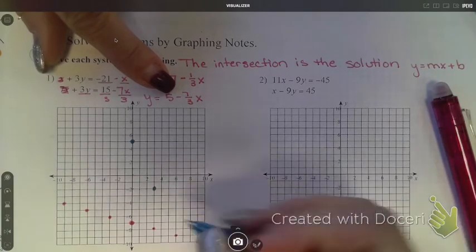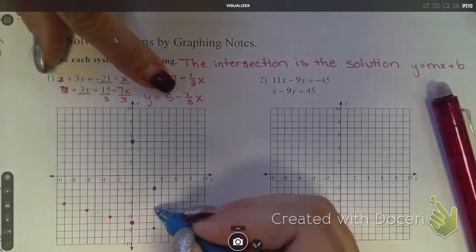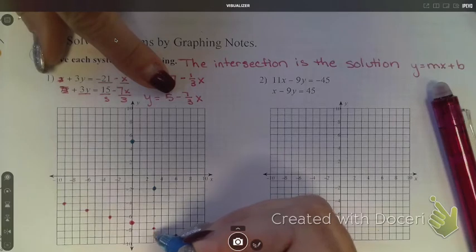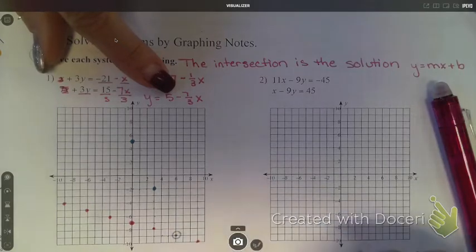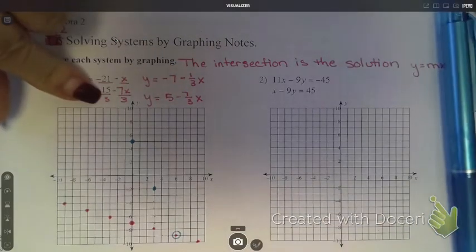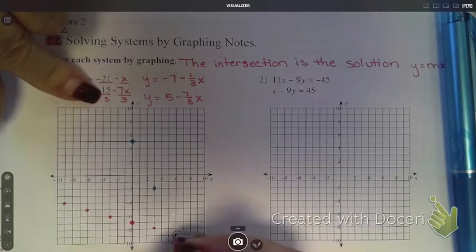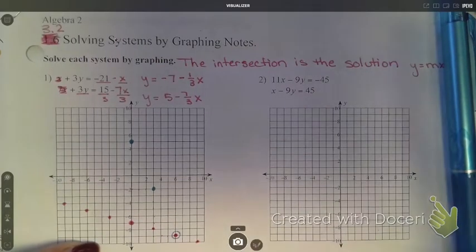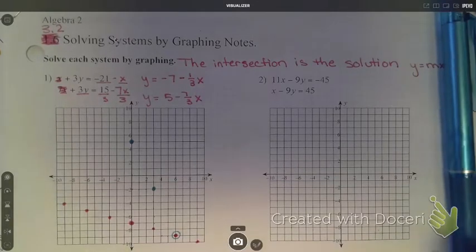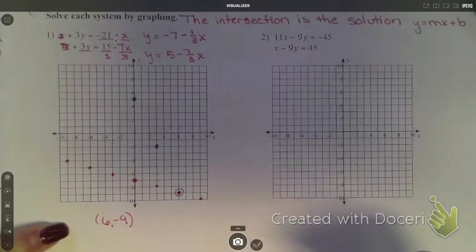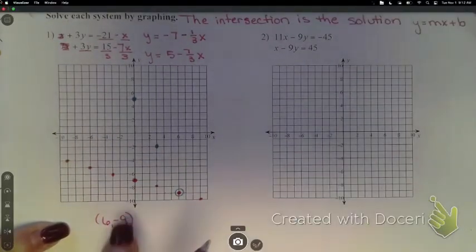They intersect. And down 7 and over 3. And I would go up 7 if I could, but I can't. So what is the solution? 6, negative 9 is the solution for this. So if you don't graph right, are you going to get the correct solution? No. And you have to put it as 6, negative 9.